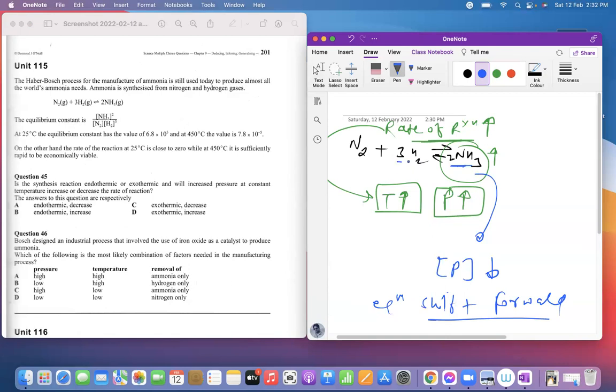You cannot remove hydrogen and nitrogen because these are reactants. If you want to move forward, you will have to increase these, not eliminate them. Make sense? Please tell me. In Le Chatelier's principle, please focus on the concentration change. If you increase the reactant concentration, then the equilibrium will shift forward. And if you decrease the product, then again it will shift forward. Any doubt? Please tell me.